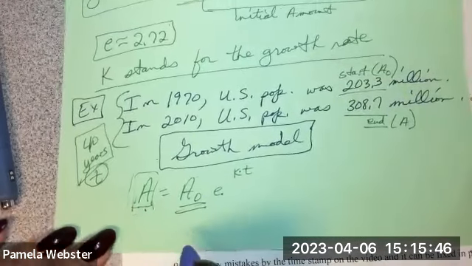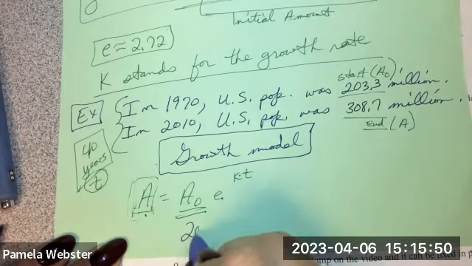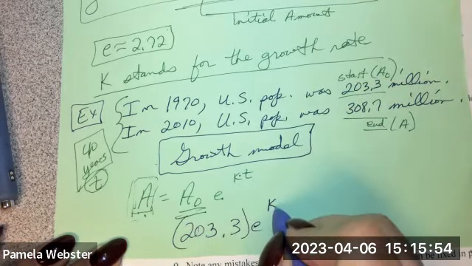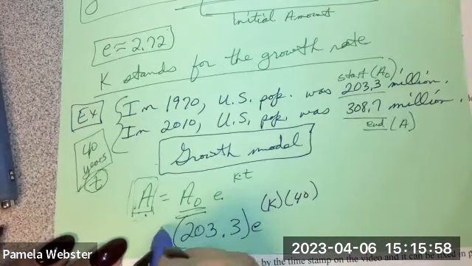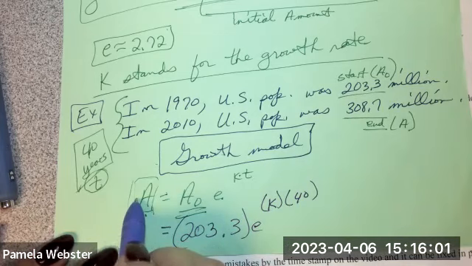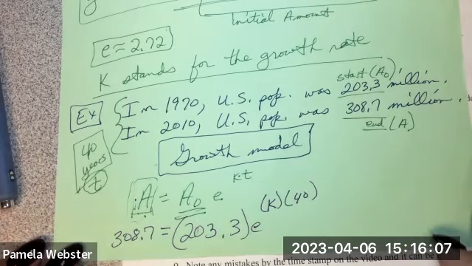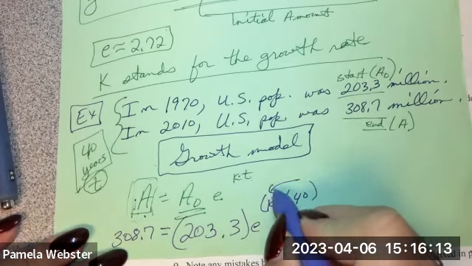All right. My initial value was 203.3. 203.3 e to the, I don't know what the K is, but the T is 40 for 40 years. And that equals my ending value, the A is 308.7. All right, there we go. Now what? Well, I need to find K, right? This is going to give me the growth rate.